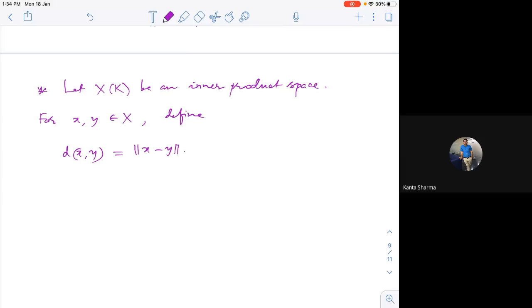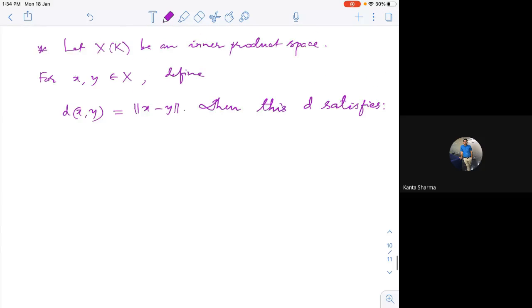And then this d satisfies three conditions. You can verify them. Routine verifications will do. First property is this: d of x comma y is non-negative, and d of x comma y is going to become 0 only when x is equal to y. You can check this. Second property, d of x comma y and d of y comma x, I see no difference.